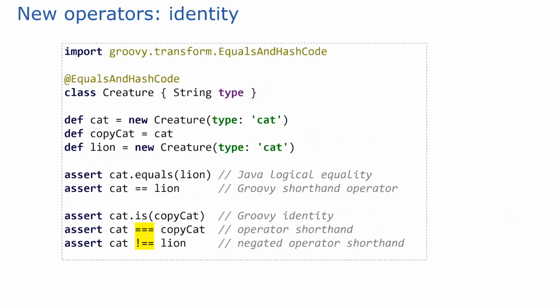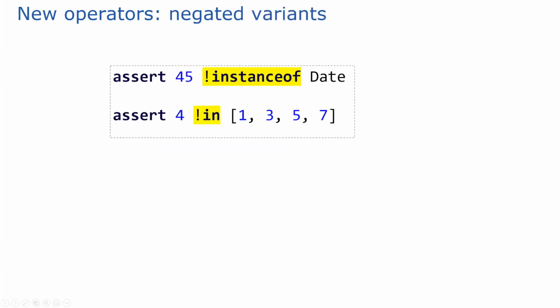There's identity operators. So we've always had this. We've taken over the double equals to call the equals method, and for identity or reference equality, we had the is operator to handle that. We've now got the triple equals, or the not double equals negated version, as a shorthand for those. So some nice short syntax there. There's a not instance of and a not in. Again, minor tweaks, but can make some code look a bit nicer.